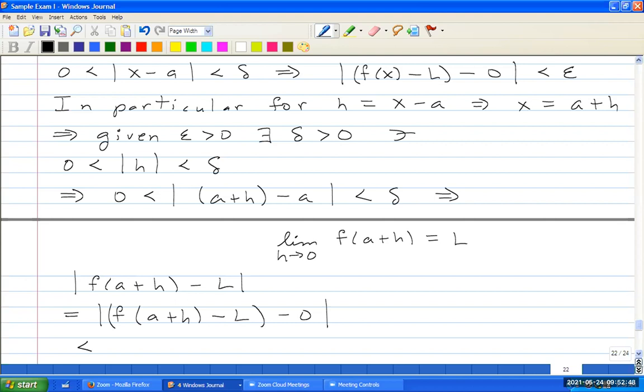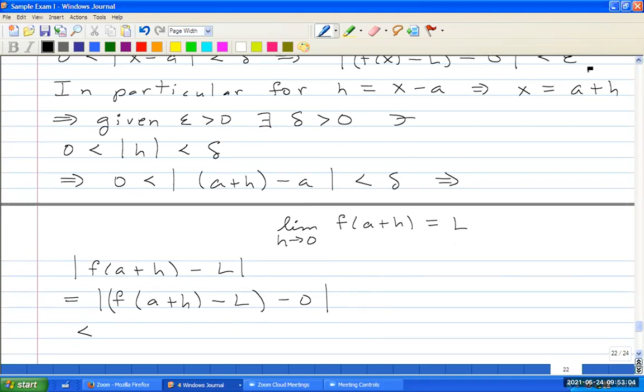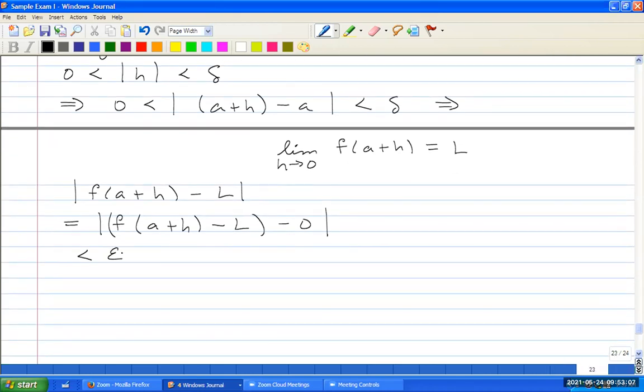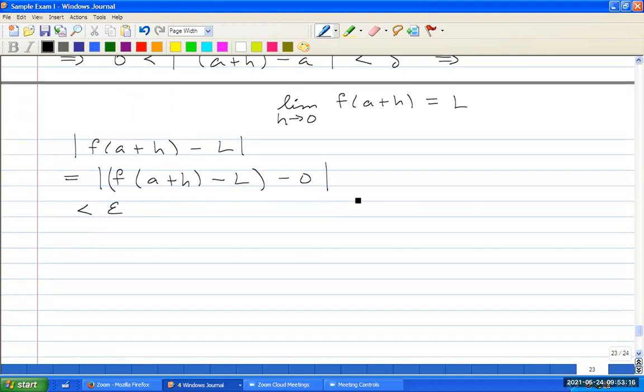And so since x minus a in absolute value is between 0 and delta, then this is less than epsilon. But that means that this guy is less than epsilon. And so, in particular, it says that the limit as h approaches 0 of f of a plus h is L. And that's what you wanted to show.